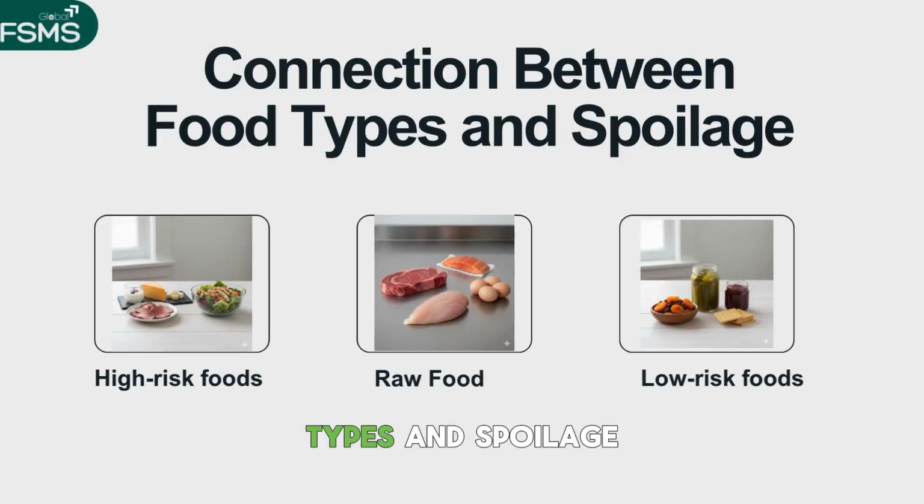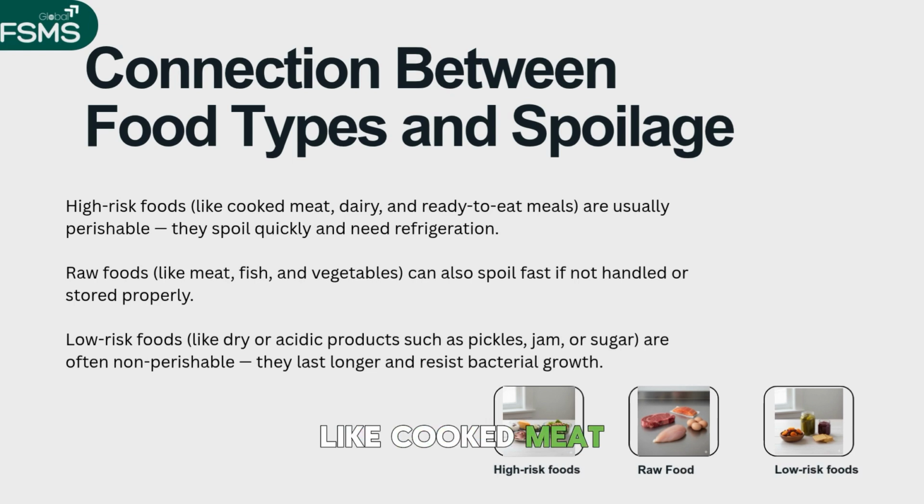Connection between food types and spoilage. Earlier, you learned that foods can be raw, high risk, or low risk depending on how easily bacteria can grow in them. This idea connects closely with how quickly foods spoil. High-risk foods like cooked meat, dairy, and ready-to-eat meals are usually perishable. They spoil quickly and need refrigeration.